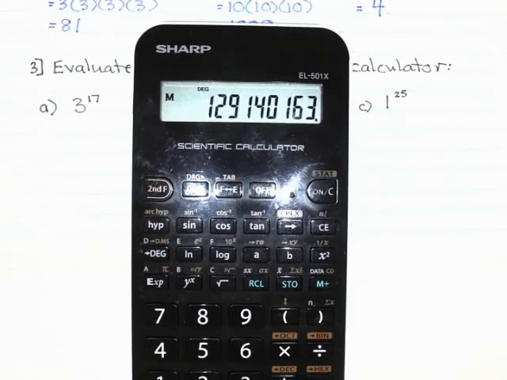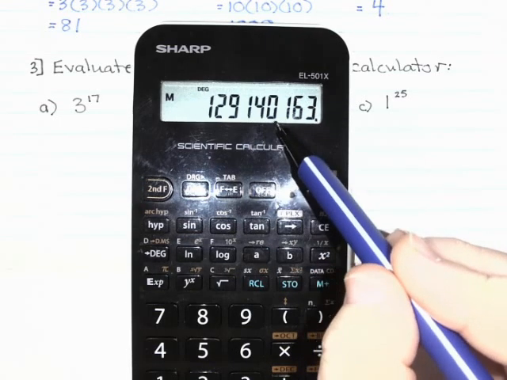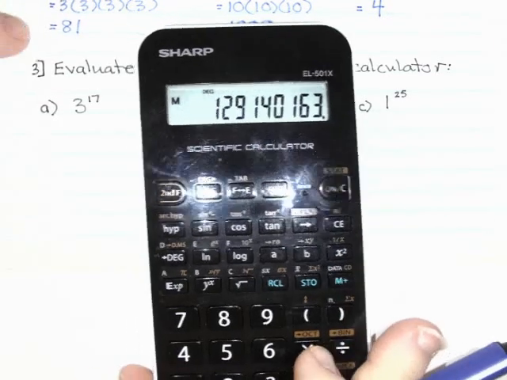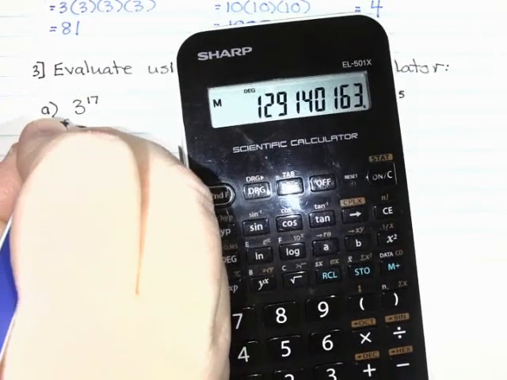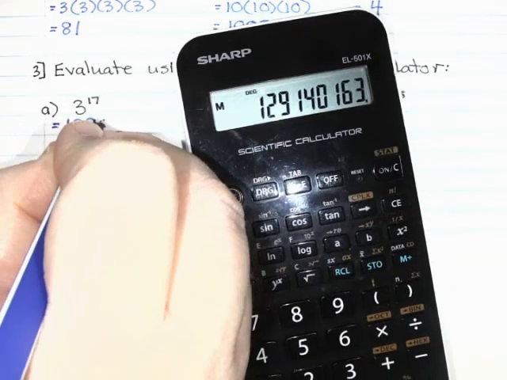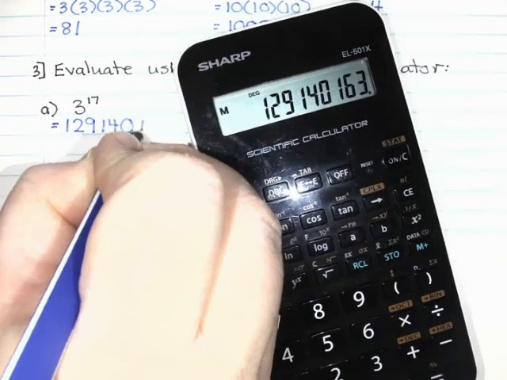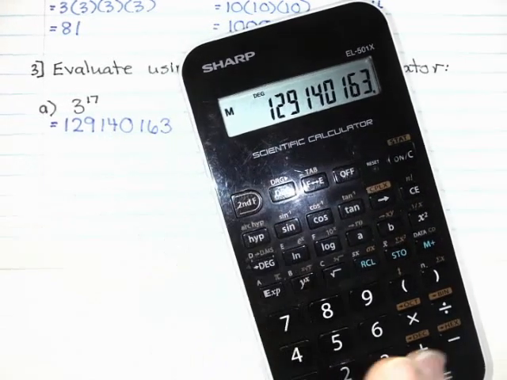So that is 129,140,163. So this equals 129,140,163.